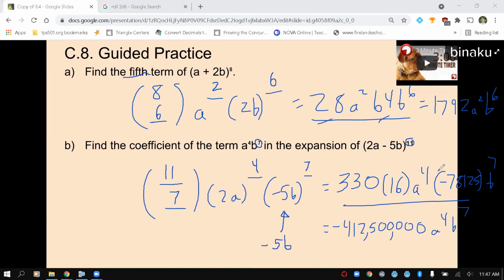Now when you're typing this into WebAssign, if you type this in, you'll get the wrong answer. Because what did it ask you to actually find? It just wants the number. So be careful how it's asking you the question. It just wants the coefficient, negative 412.5 million.